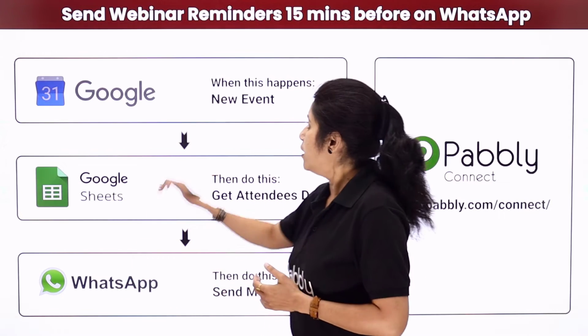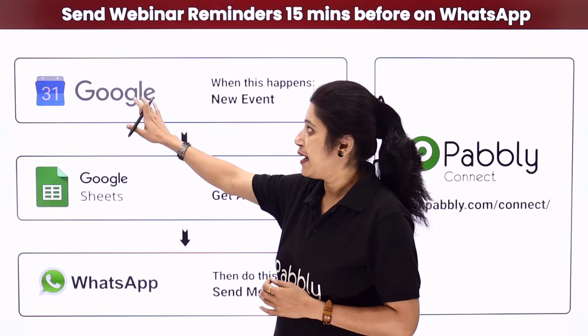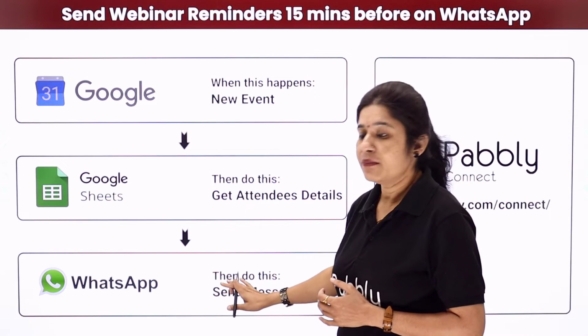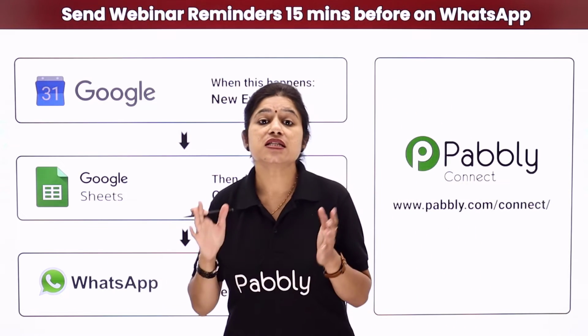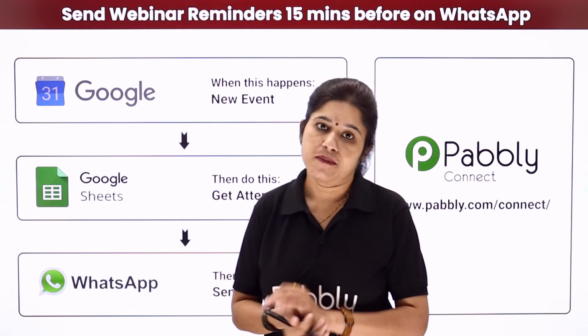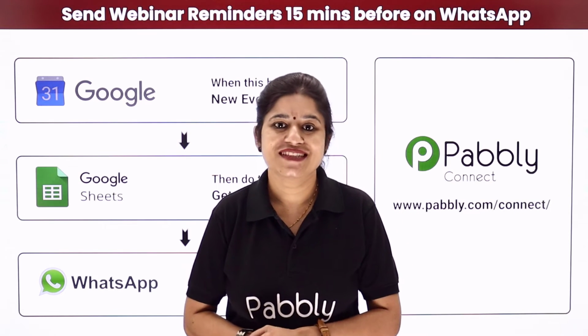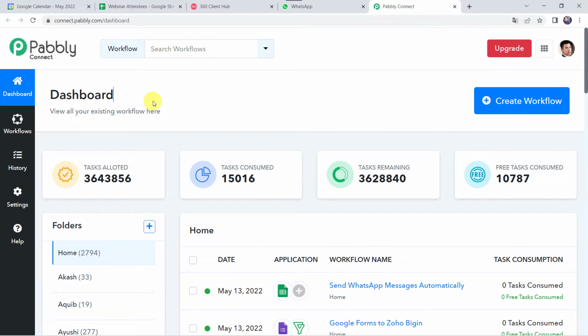So that whenever a new event is created in your Google Calendar, automatically all your attendees are going to receive a reminder message on their WhatsApp number just 15 minutes before the webinar. So how are we going to set up this automation? For that you need to come to my screen. So welcome back to my screen.